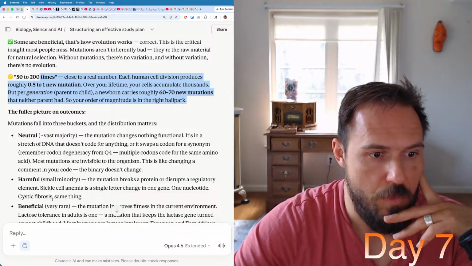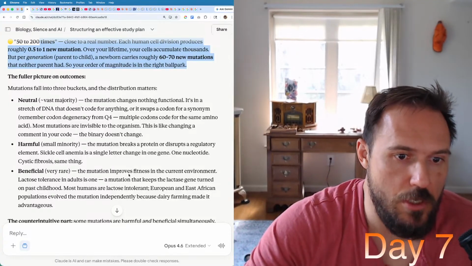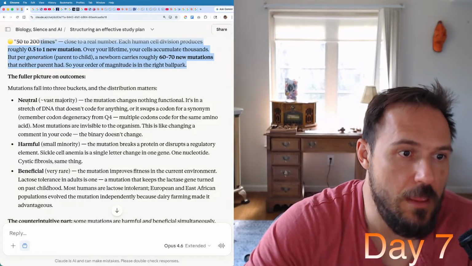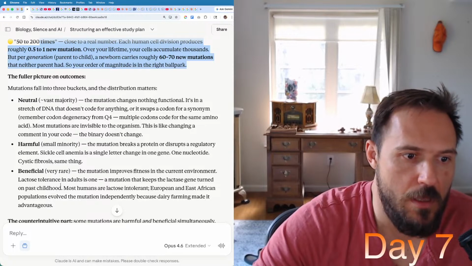Cystic fibrosis, same thing. Okay. Beneficial, very rare. The mutation improves fitness in the current environment. Neutral. Okay, not natural, neutral.